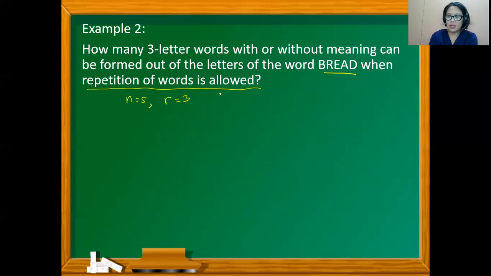So thus P here is equal to n to the r. So we have 5 cubed. So there are 125 three-letter words that can be formed, with or without meaning, if repetition is allowed.